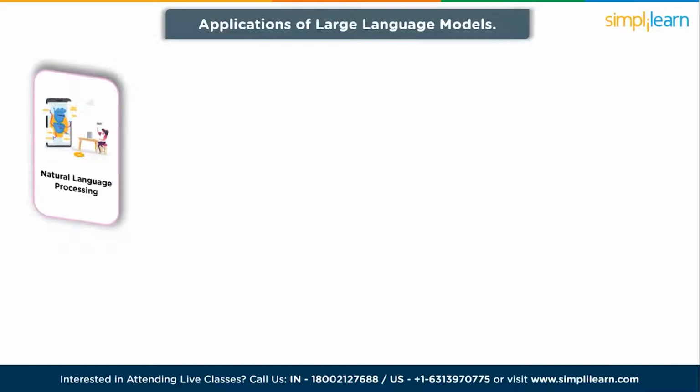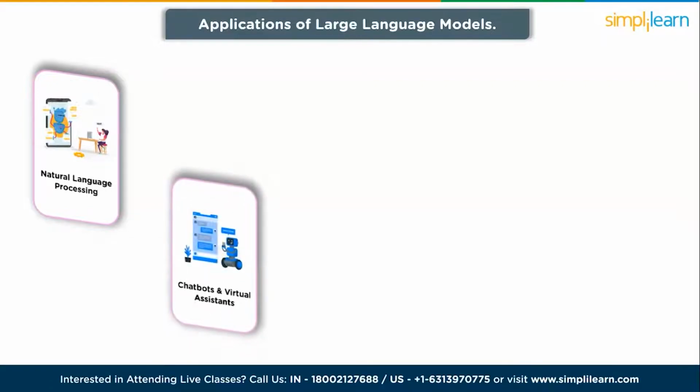Now we'll see applications of large language models. Large language models have a wide range of applications across various domains. And here are some notable applications. The first one is natural language processing. Large language models are used to improve natural language understanding tasks such as sentiment analysis, named entity recognition, text classification, and language modeling.